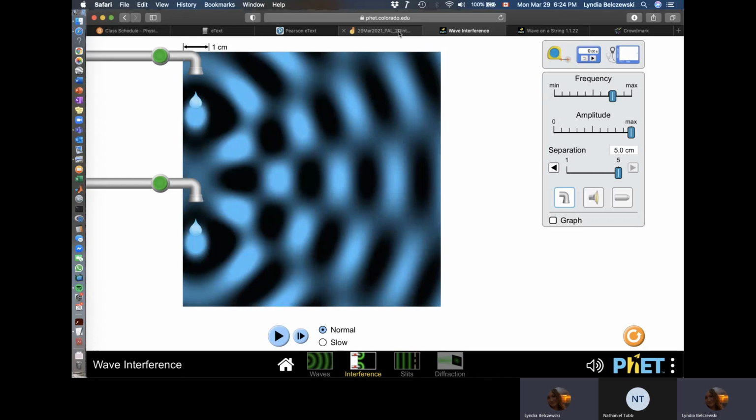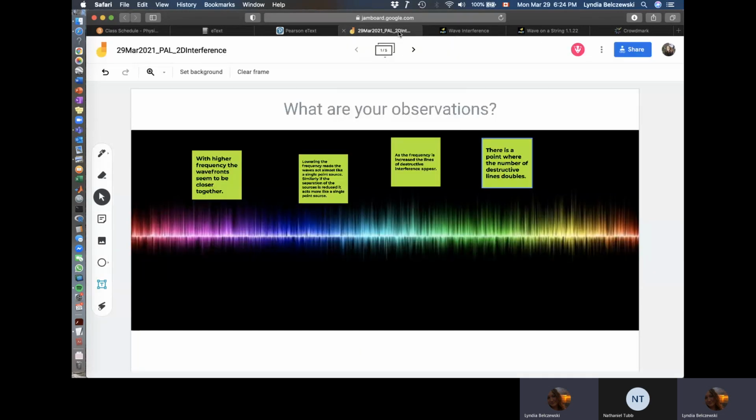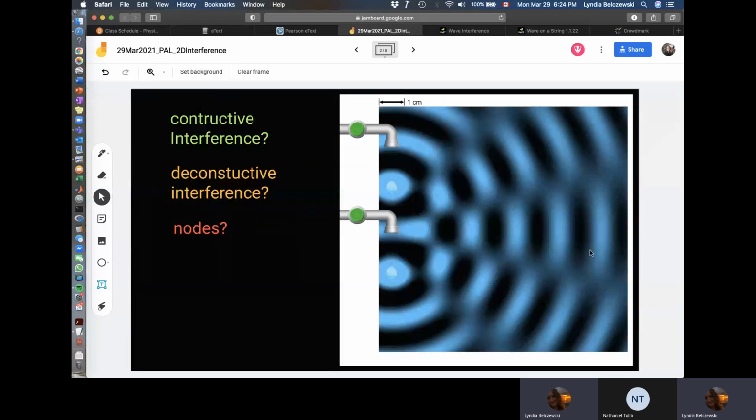All right, cool. So back over to the Jamboard here. At the top, you can go through slides. Let's go to the second slide. So I just took a screenshot of something pretty similar to what you were just looking at with the water waves interfering. And I just want to clear some things up. So on this diagram, what I want you to try to do is indicate where there is constructive interference. I don't know why that's capitalized. It's bugging me. Where is there deconstructive interference, and where would you say the nodes are?